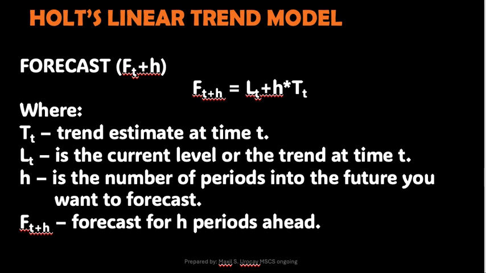Now, for the forecast, the formula we use is F of t plus h equals L of t plus h times T of t. We'll illustrate how it works in a separate video as well. T of t is the trend estimate at time t, L of t is the current level at time t, h is the number of periods into the future you want to forecast, and F of t plus h is the forecast for h periods ahead. This is basically how it works.